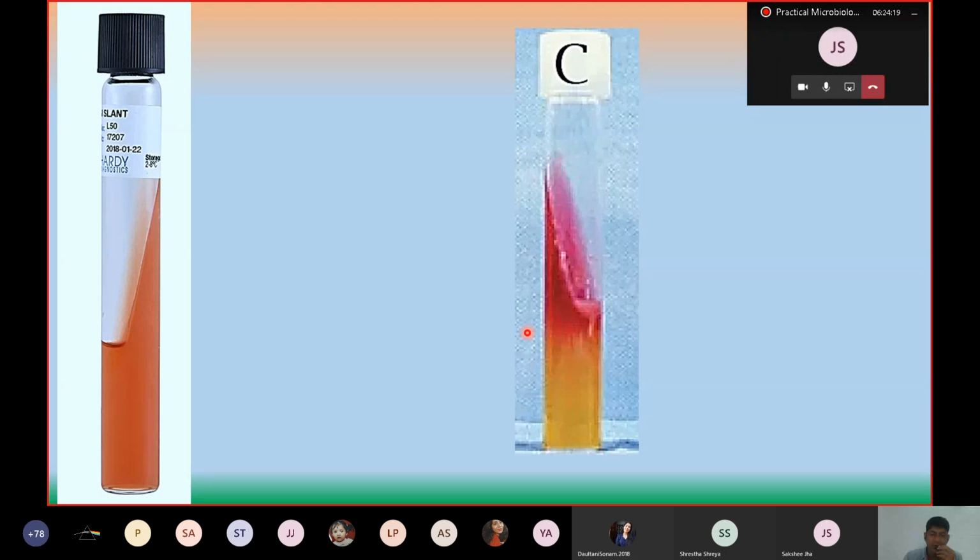If you remember, this happens if the organism is able to ferment glucose only. After that, it will start utilizing the amino acid, but amino acid utilization is possible only in the presence of oxygen. So only in the slant will amino acid be utilized. That's why only this area is getting purple in color. Below that, because of sugar fermentation, glucose fermentation, it is yellowish in color.